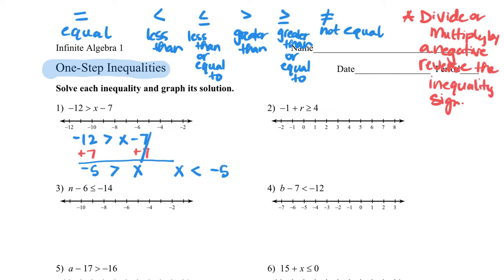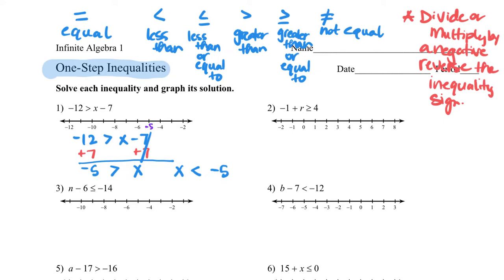Now we need to graph the solution set because there's not just one answer, there's infinitely many answers, and we need to show that on a number line. So we need to find negative 5 here on our number line. I don't see a negative 5 on this one that's pre-printed on your paper, but I know it's between negative 6 and negative 4. So I know that it's right here. This is the negative 5.